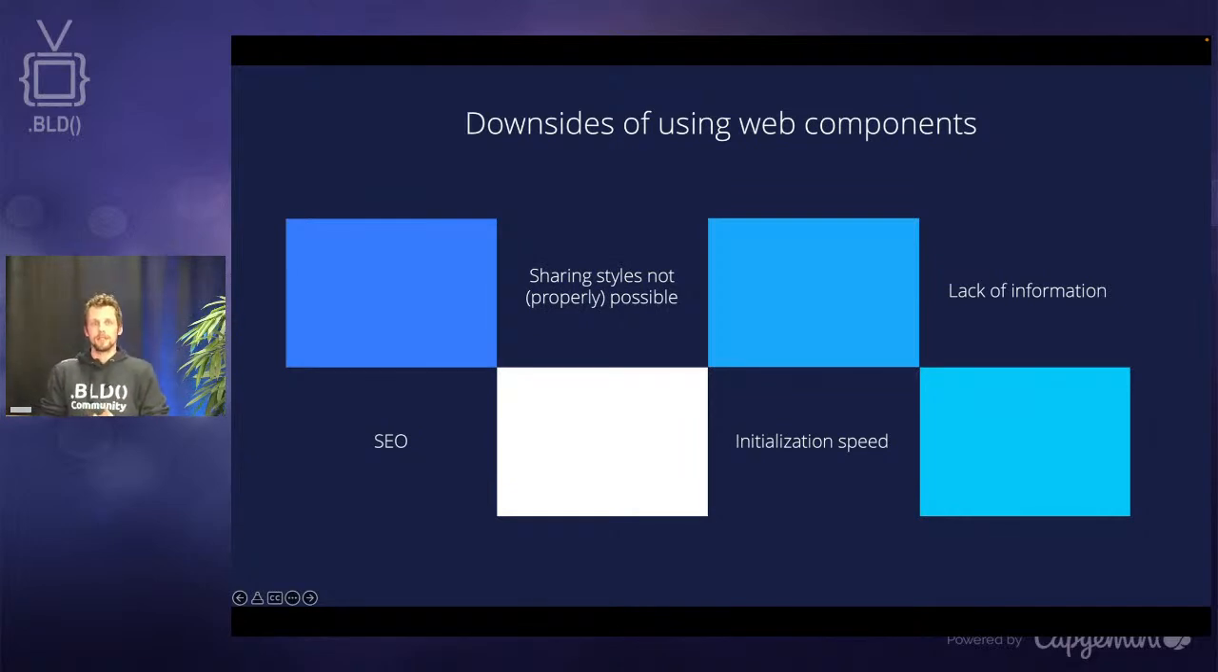Next to that, it's not possible to share styles properly between web components. Since the shadow DOM almost does not let any styles bleed through, they cannot be used by other components. This could be solved by having a generic styling package, for example, which is used in all the different components. But since this is introducing an external dependency again on the component, it's not really an ideal situation, I would say.